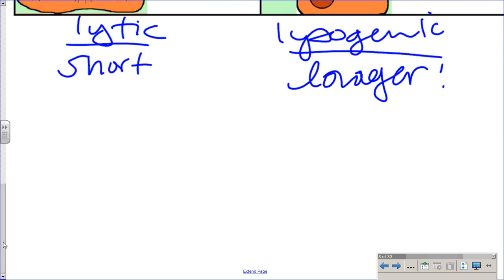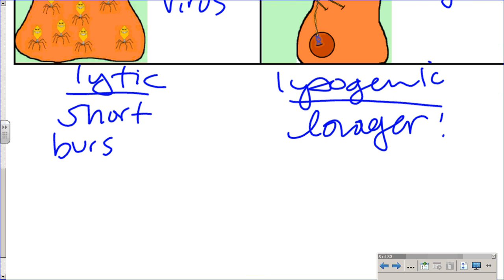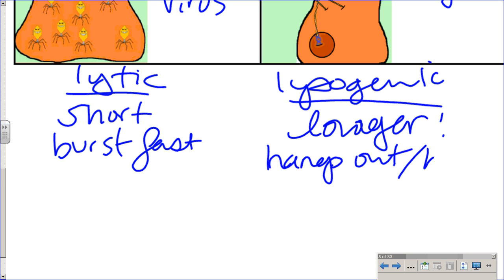Okay, so this one's going to burst fast, which is related to the short time period. Longer here. So what is the virus doing while it's just waiting around? What do they say? It's replicating with the host, right? It's just going to stay inside the host body, and when the host replicates, it replicates. But it's not going to replicate rapidly because then it would burst the cell. So it kind of just hangs out, stays hidden. It does not burst the cell.